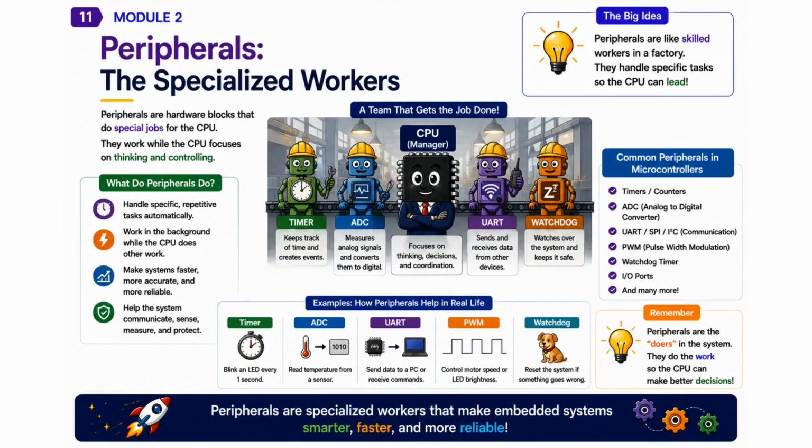You can think of them as skilled workers in a factory. The CPU acts like the manager. It makes decisions and coordinates everything. But the actual work is done by many specialized workers, each with their own expertise.